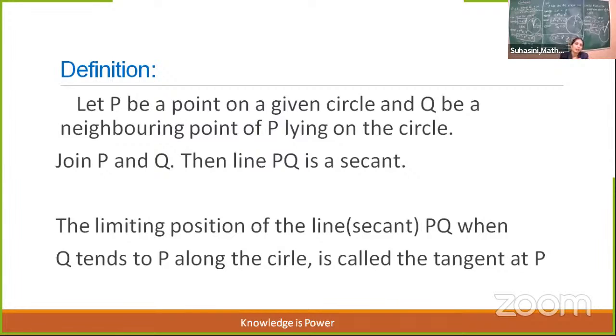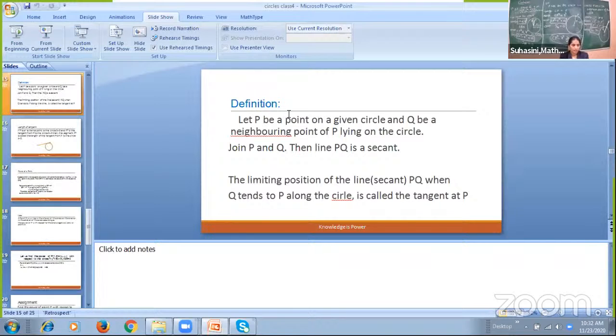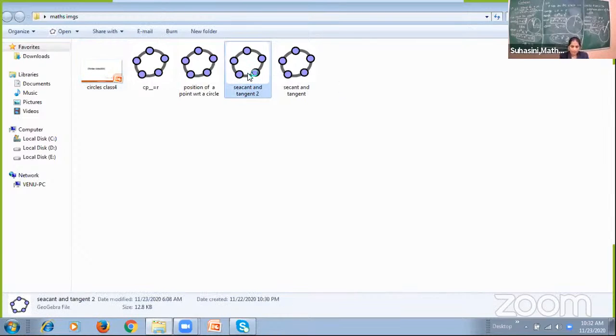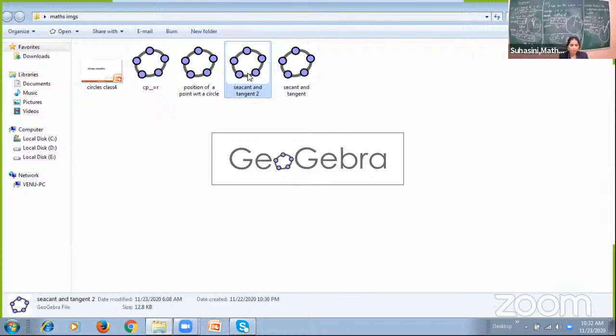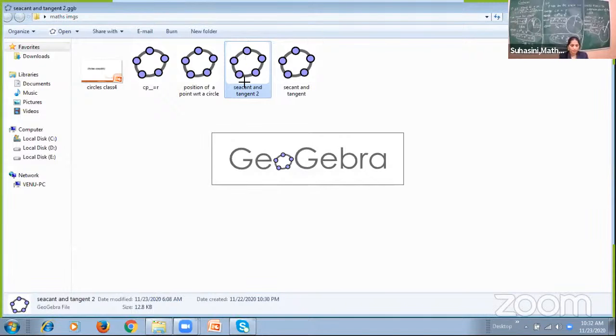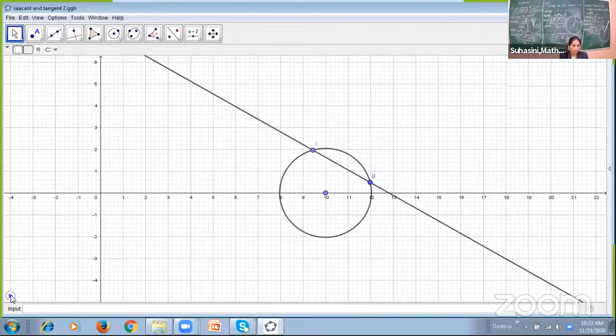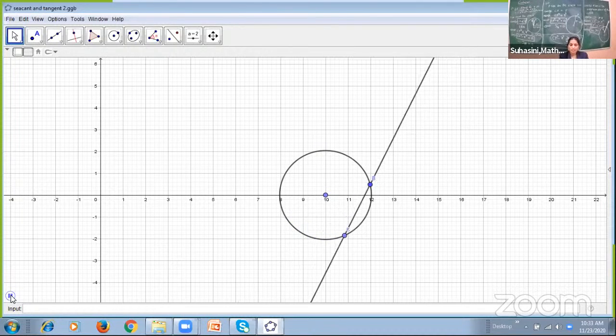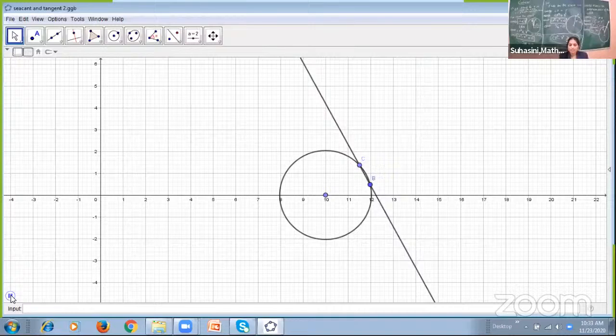So Q is approaching P now. Then the secant will become tangent. I just would like to show one animation. See, B and C are the 2 different points in the circle. C is approaching B, then the secant is becoming tangent.